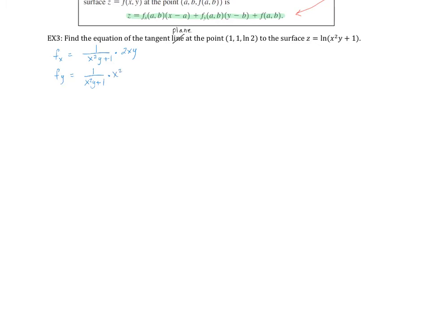Now I'm supposed to be evaluating this partial derivative with respect to x at a equal to 1, b equal to 1. Notice I don't really care about the c value. When I evaluate the partial derivative with respect to x at the point (1, 1), it's equal to 1. Evaluating the partial with respect to y at the point (1, 1), that would be equal to 1/2.